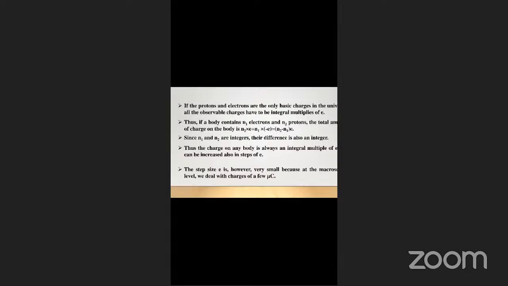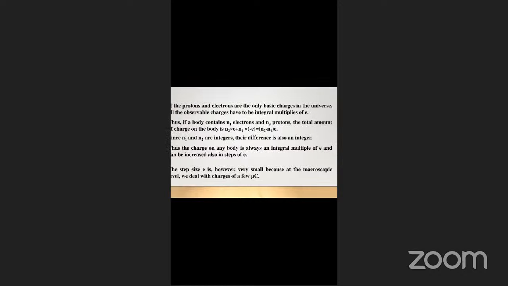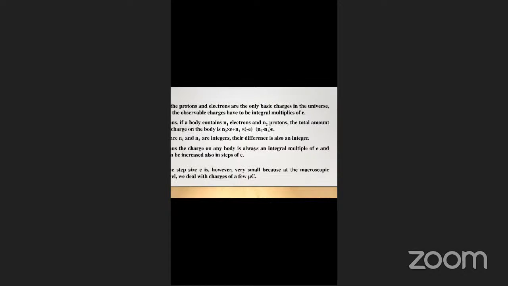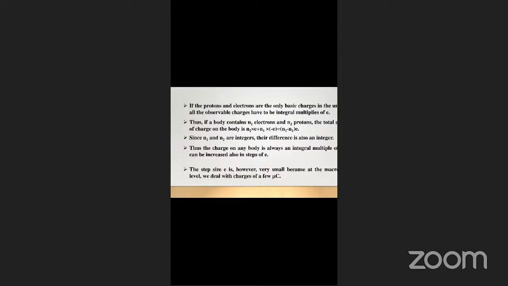The charge on any body is always an integral multiple of e and can be increased also in steps of e. This is the most important point. So a body's charge is always an integral multiple, increasing in steps of charge.